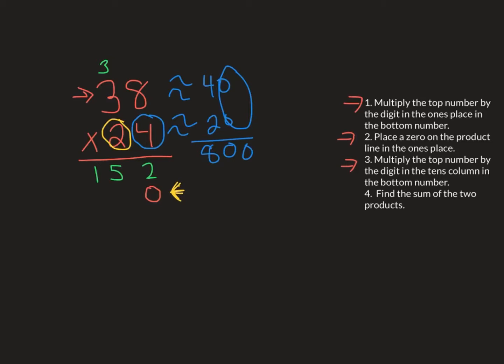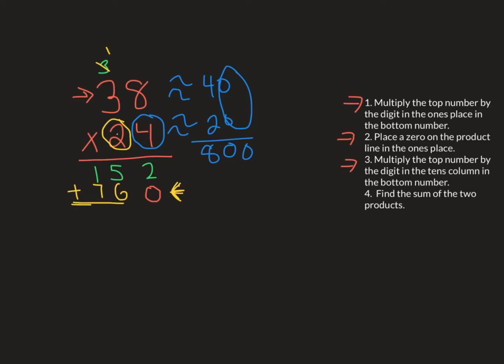So here we go with step 3. I'm going to multiply the top number 38 by the digit in the tens place, 2. 2 times 8 is 16. I place my 6 and carry my 1. 2 times 3 is 6 and 1 is 7. So 38 times 20 is 760.